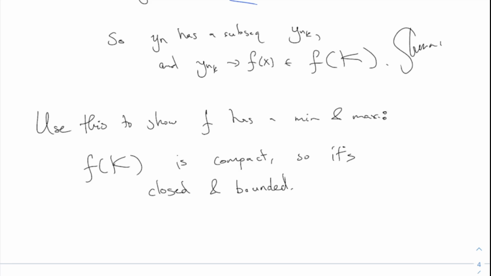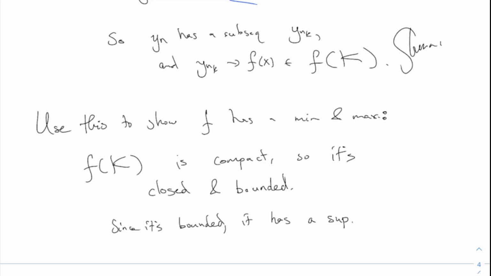The f of k will be closed and bounded. Does that mean it has a maximum and a minimum? Actually, it does mean that. So first of all, since it's bounded, you can't say that automatically means it has a maximum element, but it does have a sup. Remember the sup? We haven't talked about the sup much lately, but any bounded set has a sup, the least upper bound. So since it's bounded, it has a sup.